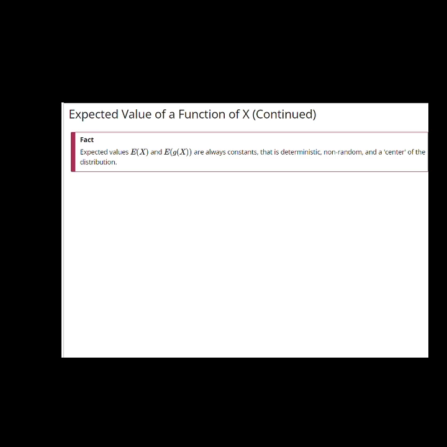You should remember that the expected value of x and the expected value of any function of x, g of x, these are always constants. They're numbers. They're not random variables. They're what we refer to as deterministic quantities. They're the center of a distribution. In some sense, they're the number that best represents the random quantity x or g of x. That's closest to it.